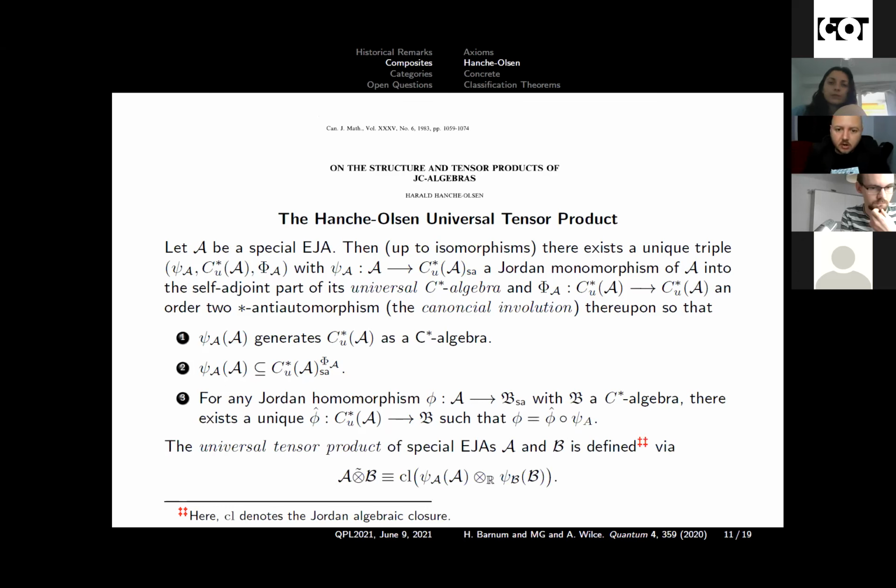Hanche-Olsen defined what he called the universal tensor product. I should say that he did this in the infinite dimensional case, by the way. I'm restricting attention to finite dimensions for now. The universal tensor product of two special Euclidean Jordan algebras is the Jordan algebraic closure of the real vector space tensor product of their images upon injection into the universal C-star algebra. So you inject these things up, and then you close under the Jordan product. And that's what Hanche-Olsen referred to as the universal tensor product.